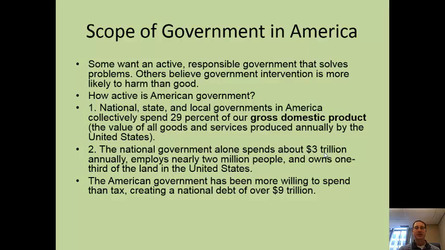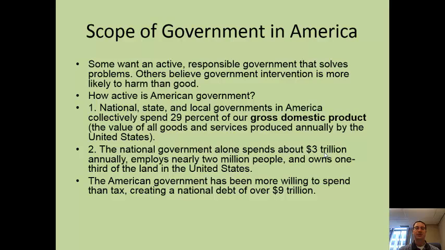So we don't like some of those regulations, but government is still growing nonetheless, right? Currently about 29% of our economy goes towards government spending on goods and services in the United States. They're buying stuff from other companies, and hopefully getting a good deal on it. The government alone spends about $3 trillion annually, and its budget employs 2 million people and owns 1/3 of the United States. So the federal government is huge, right?